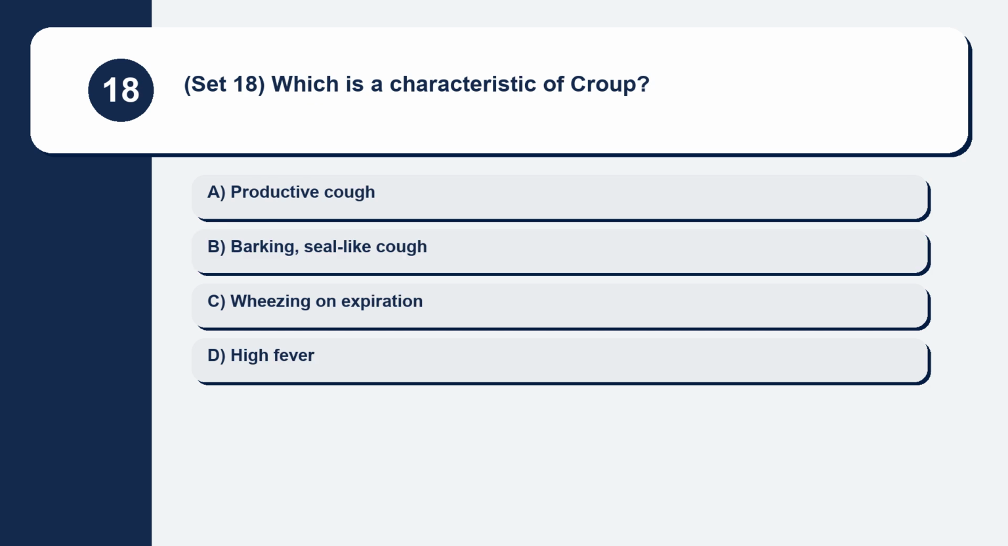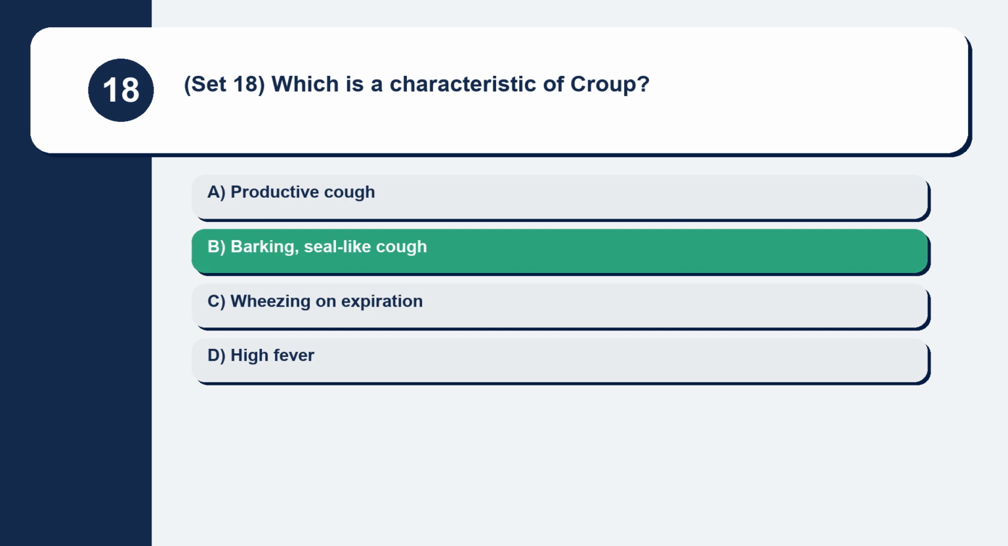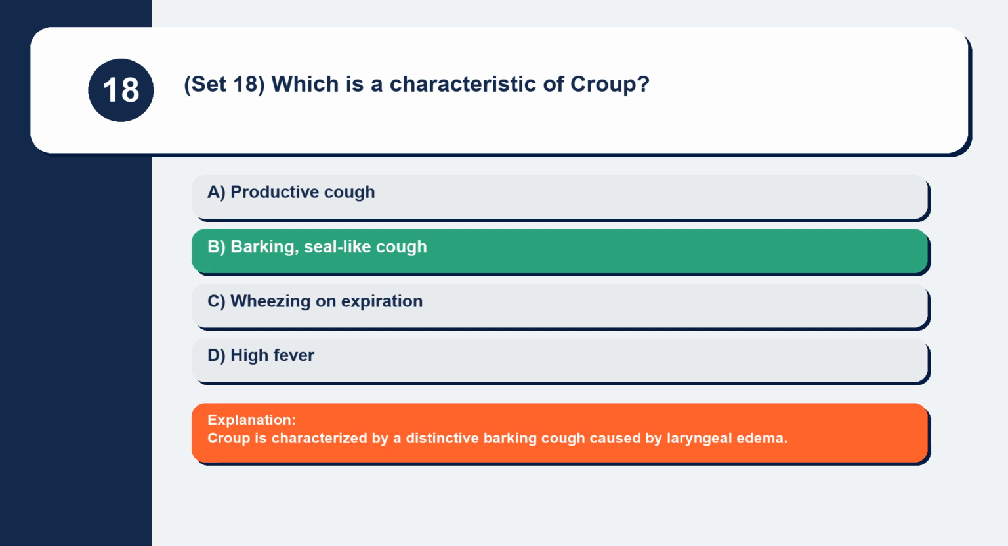Question 18. Set 18. Which is a characteristic of croup? Productive cough, barking seal-like cough, wheezing on expiration, high fever. Croup is characterized by a distinctive barking cough caused by laryngeal edema.